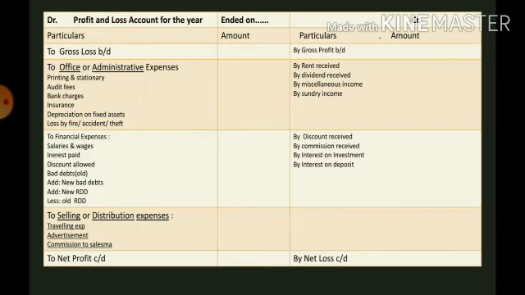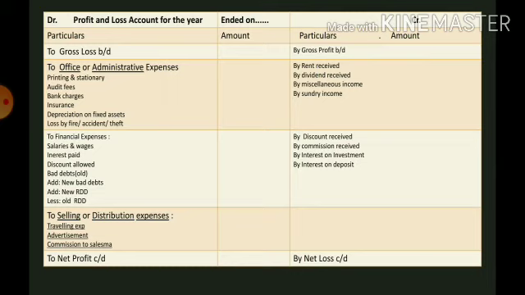Now, in detail, we will see the profit and loss account. So, to gross loss, if trading account में gross loss होगा तो this will be brought forward here on debit side. If there is gross profit तो credit side में brought forward करेंगे. Office and administration expenses में printing, stationery, audit fees, bank charges, insurance, premium, depreciation, loss by fire, accident, theft will be recorded. Next heading is financial expenses, that is salary and wages, interest paid, discount allowed, then bad debts etc. will be recorded.